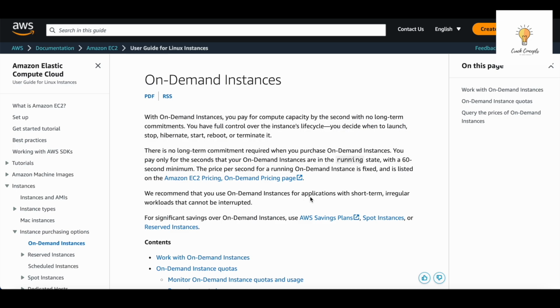We recommend that you use on-demand instances for applications with short-term irregular workloads that cannot be interrupted. So whenever you have very short-term work, you can use this. Or say when you do not know what kind of load can occur on your website or on your system, that's when you should use on-demand instances. Say you have a website and you anticipated 5,000 users to use the website, but all of a sudden 10,000 or 20,000 users are hitting your website. That's when on-demand instances will be very helpful because you can demand instances and you will get them, and that will help your website or system to work better. So this is the use case of on-demand instances.